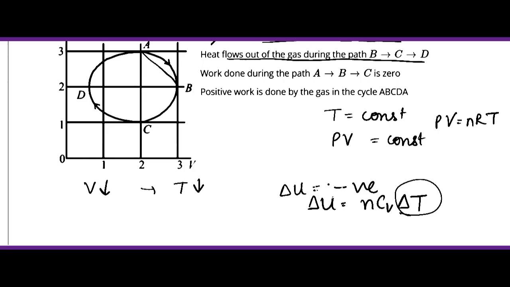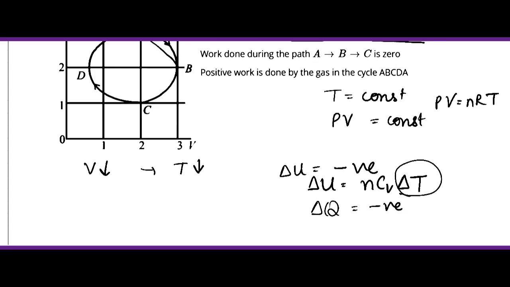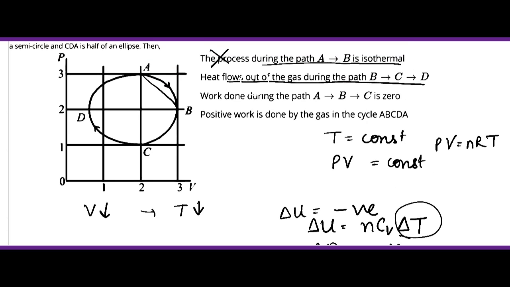So in physics, if this is negative, delta Q would also be negative. If delta Q is negative, that means the heat flow is out of the gas. So this is correct. Now, work done during path ABC is 0. So during ABC, the work done is 0, right?